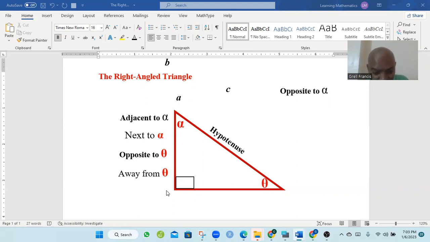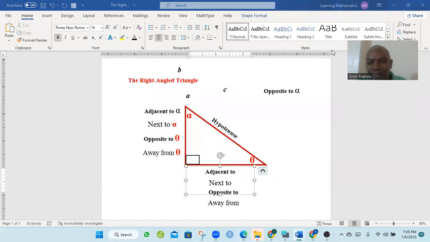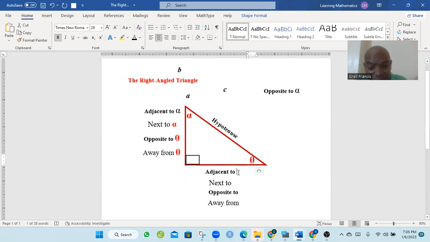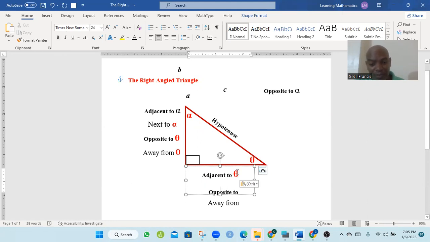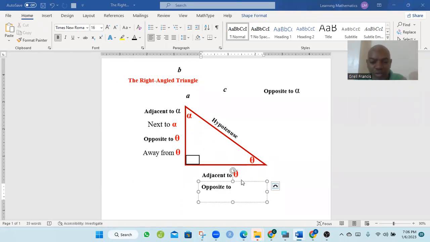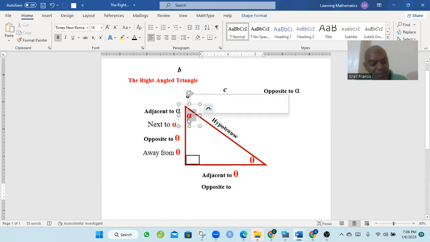A similar situation with this horizontal side. So therefore now, this horizontal side, one of its names can be adjacent to theta because it is next to theta. Actually, theta is resting upon it. So it is adjacent to theta. So you can also call this very same side opposite to alpha because it is away from alpha. Opposite to alpha. I have to say it is directional.